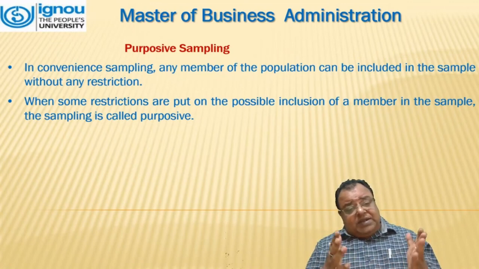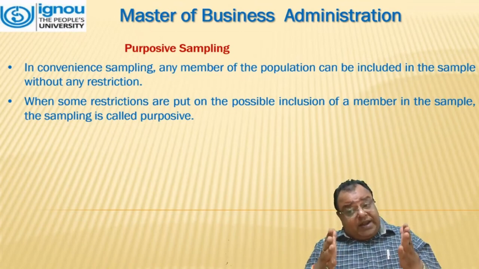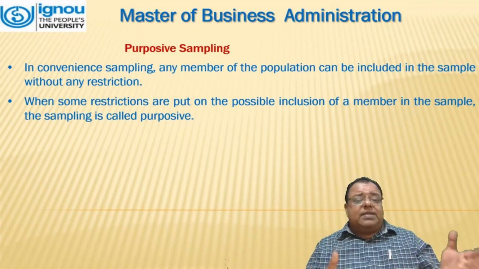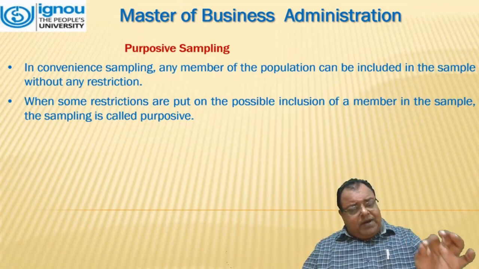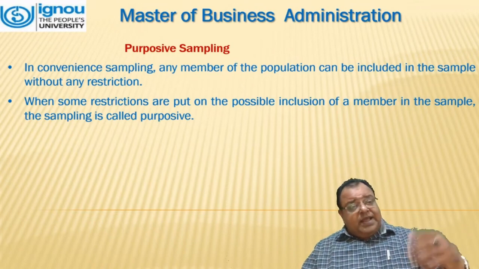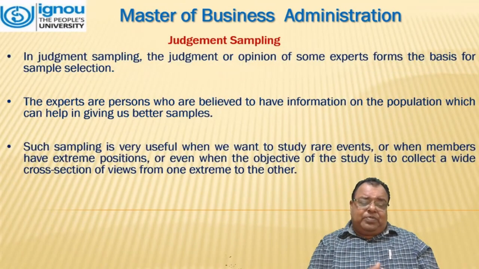Purposive sampling. In convenience sampling, any member of the population can be included in the sample without any restriction. But when some restrictions are put on the possible inclusion of a member in the sample, the sampling is called purposive. That means we are doing sampling for a particular purpose, to study the conditions. Then comes your judgment sampling.